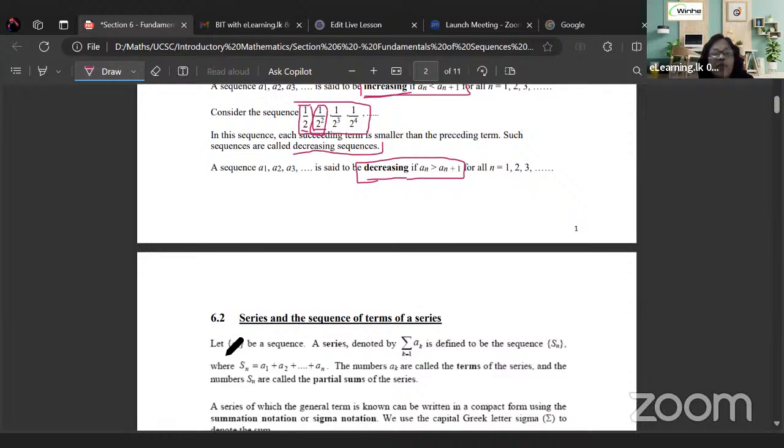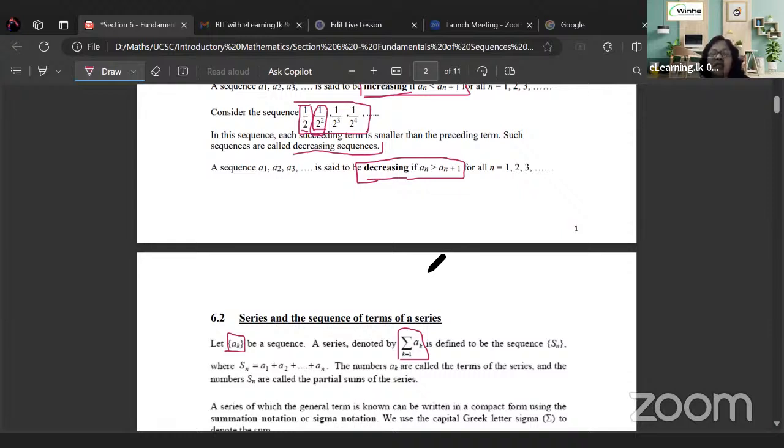Here it says if ak is a sequence, then the series you can denote by sigma k equal 1 to any value, ak. The series is the sum of the sequence.